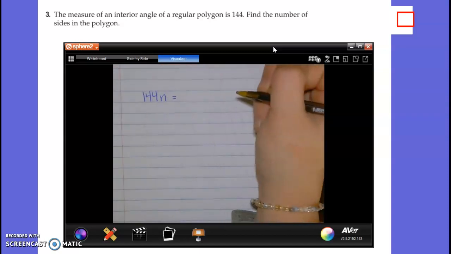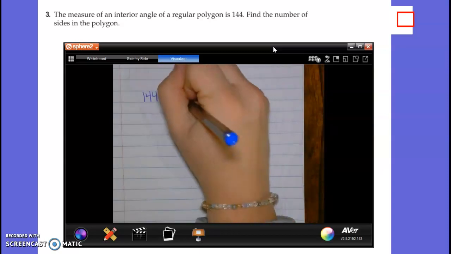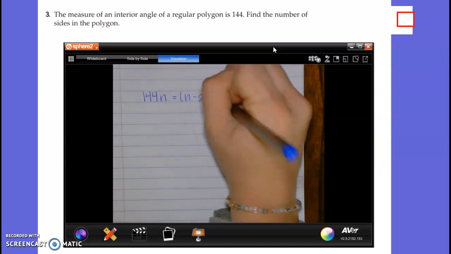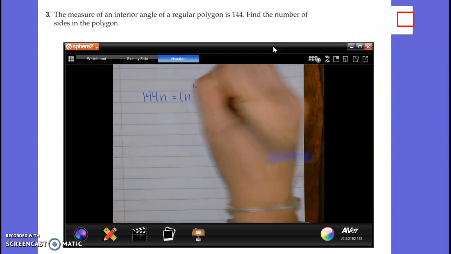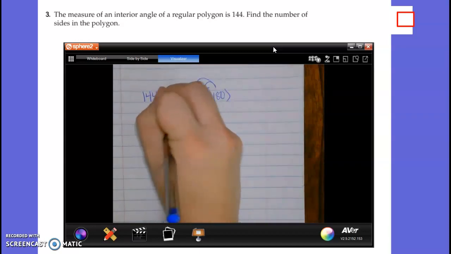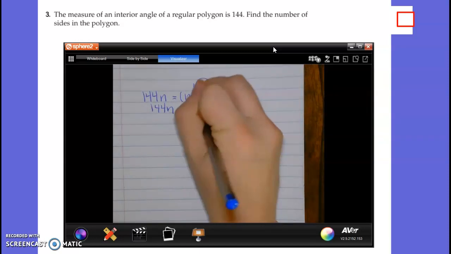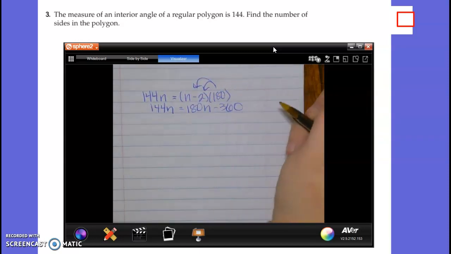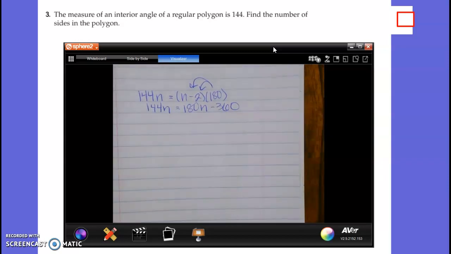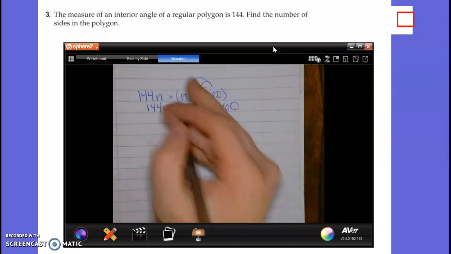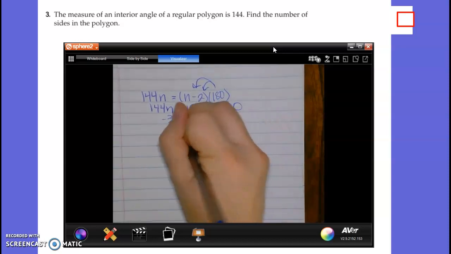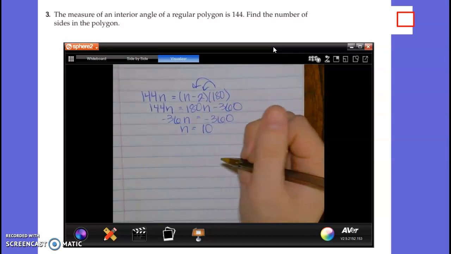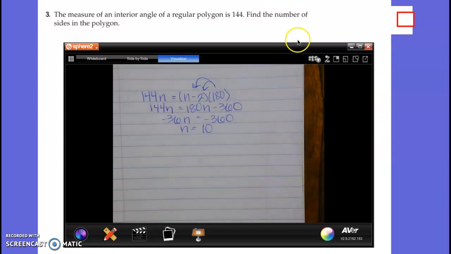Well, that should equal my entire polygon angle sum, which I know can be represented as n minus 2 multiplied by 180. Just like the previous example, our 180 will get distributed in. And now I have 144n is equal to 180n minus 360. I would subtract 180n from both sides, and I would get negative 36n would equal negative 360, which gives me a value of n of 10, which means my polygon has 10 sides.